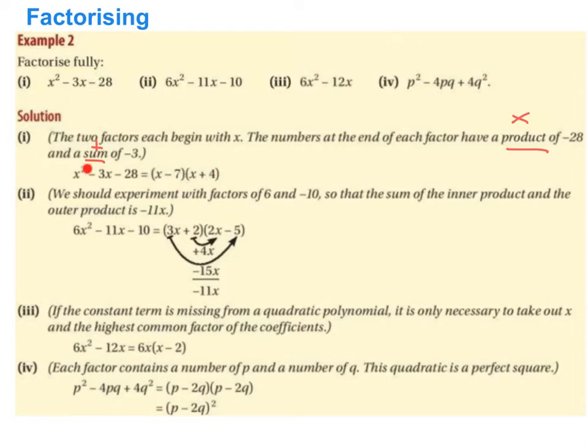x by x is x squared. x by 4 is 4x. Minus 7 by x is minus 7x. Put them together to get minus 3x. And minus 7 by 4 is minus 28.